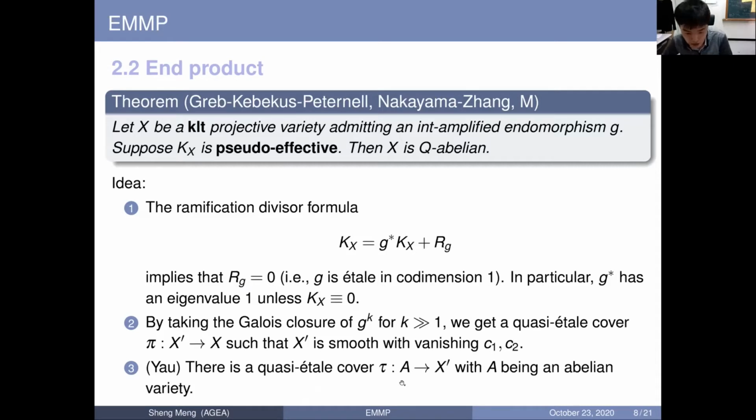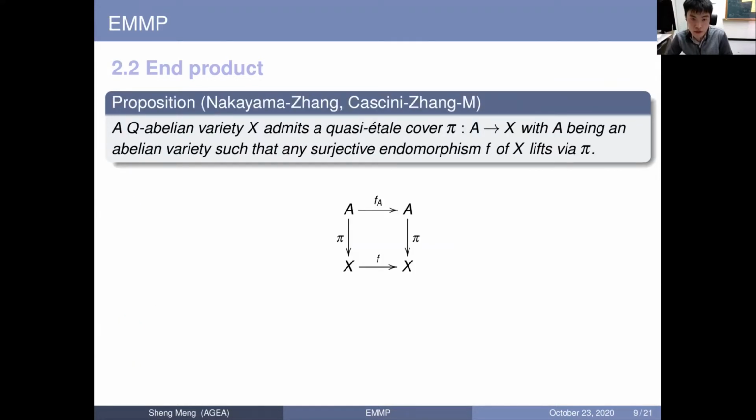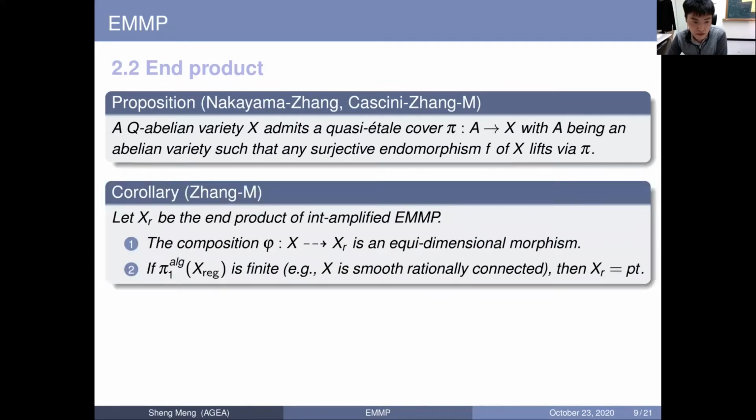But however, this cover is not constructed equivariantly. So we need to choose very carefully a good cover, the so-called Albanese closure. This result is due to Nakayama and Zhang, and the inter-amplified case to Cascini, Zhang, and I. It says that we can choose a good cover such that a diagram commutes for any surjective endomorphism f of X. And with this proposition, we have the following corollary.